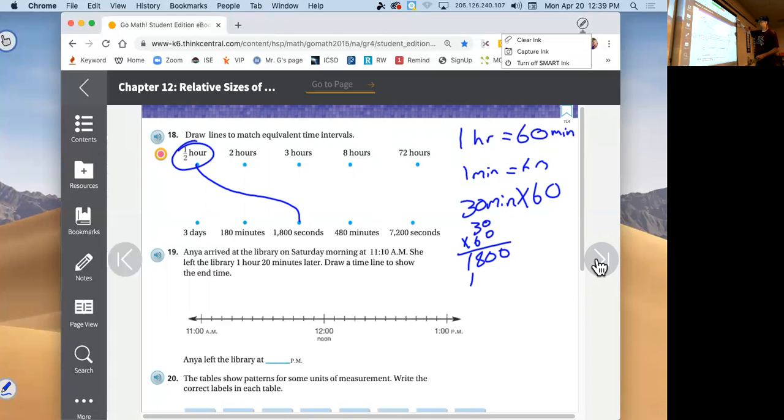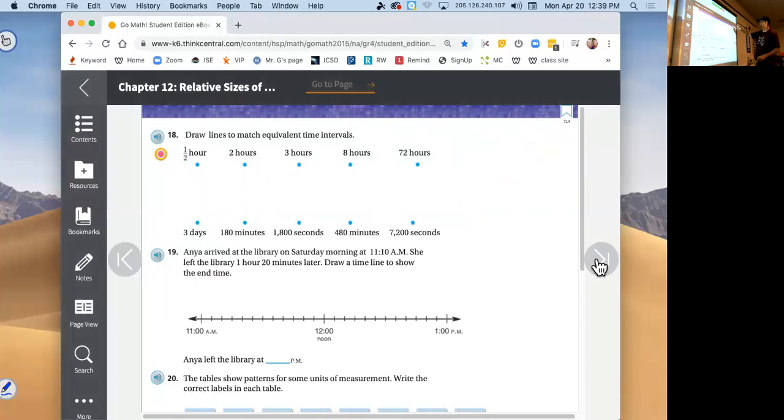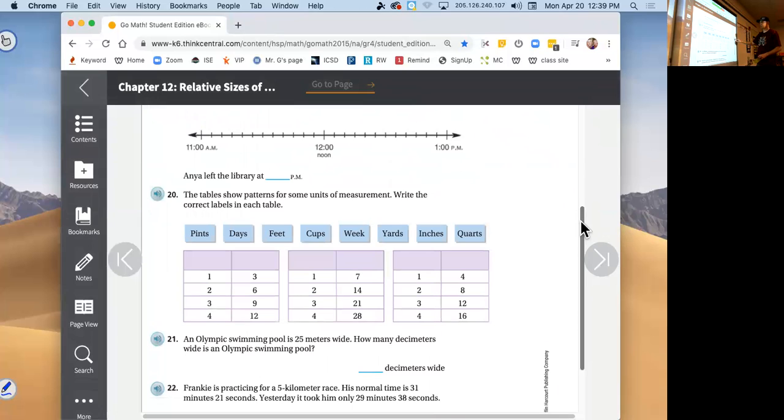Here's your number line for number 19 for your conversion chart. Okay, 20, you just got to add. Look at your conversion chart: you have 1 of these, 3 of these, 2 of these, 6 of these, and then just fill in what it could be. 1 to 3, 1 to 3. Oh, I see it. It's linked. Okay, 1 to 7 could be days.